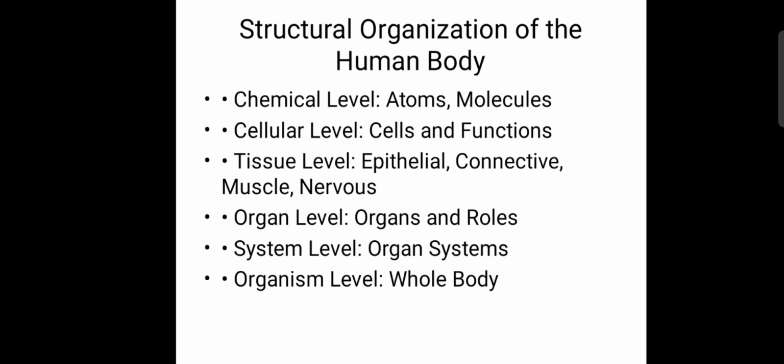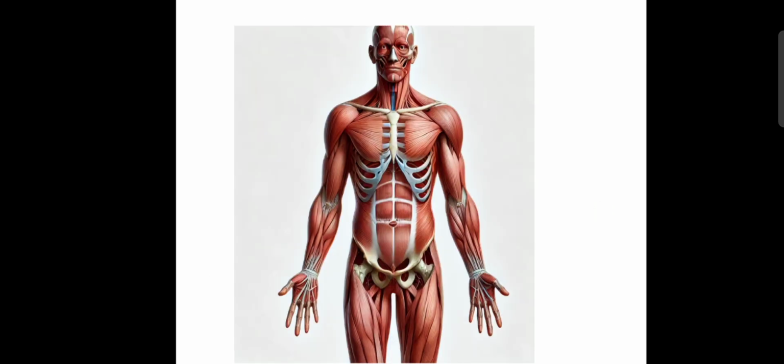And structural organization of the human body. At chemical level, it is composed of atoms in the molecules. At cellular level, it is composed of different cells. Million trillion of cells our body is composed of. At tissue level, it is composed of epithelial, connective, muscle and the nervous tissues. At organ level, it is composed of different organs like heart, liver, kidneys, etc. At system level, it is composed of organ systems: cardiac system, circulatory system, digestive system, etc. At organism level, it is composed of whole body.